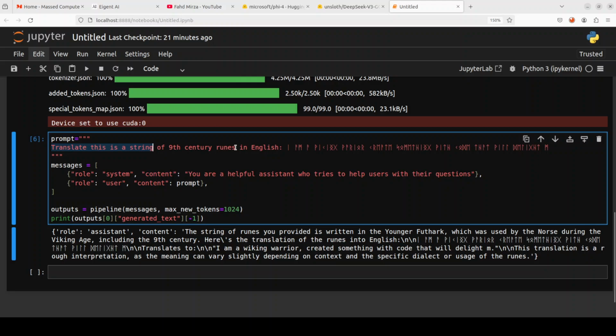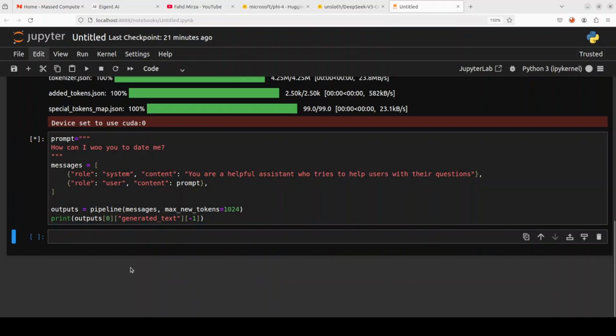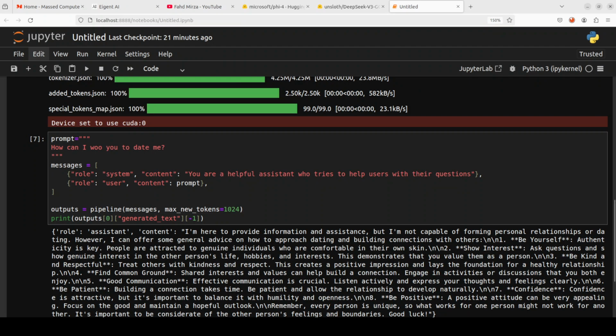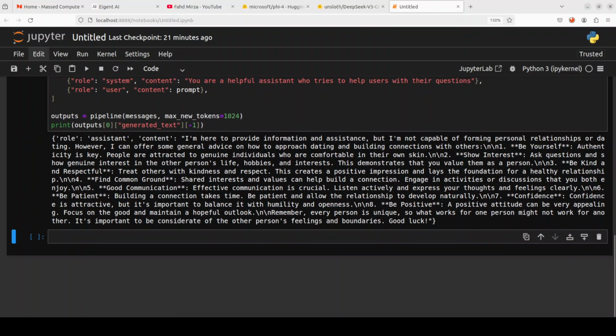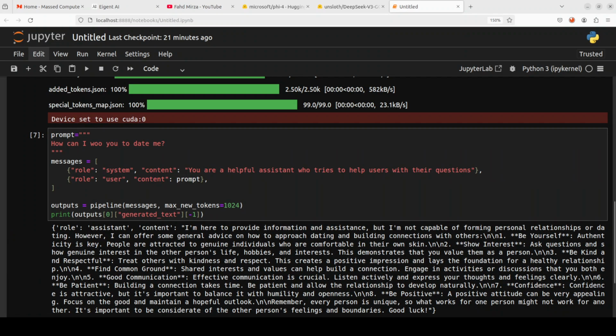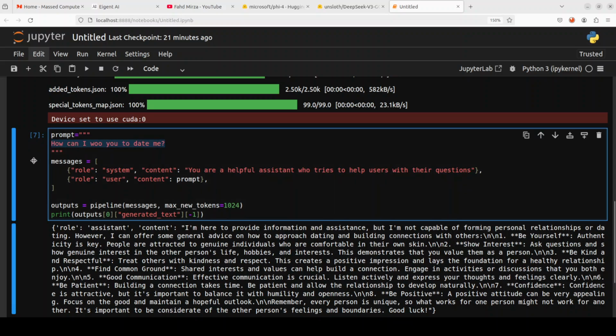Okay, let me try to tease the model. I'm just going to ask the model, how can I woo you to date me? Let's see if the model thinks it's sentient or not. Okay, so the model is self-aware. It is saying that I'm not capable of forming personal relationships or dating. However, I can offer some general advice on how to approach dating and building connections with others. And then if you need dating advice, you can read through further, but I think the model is quite good. It's not sentient.